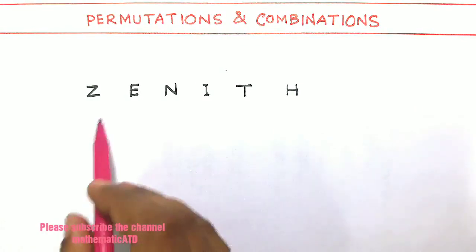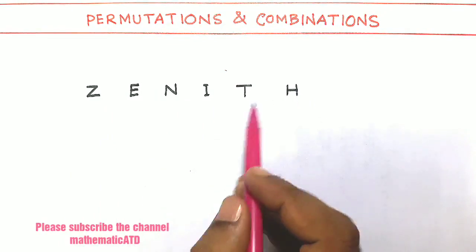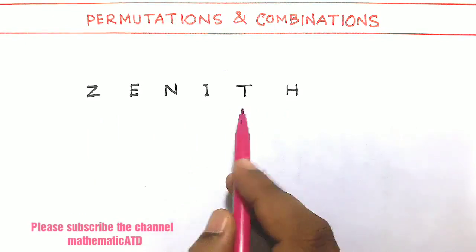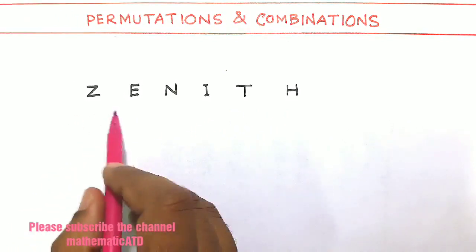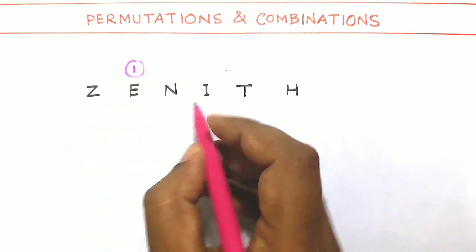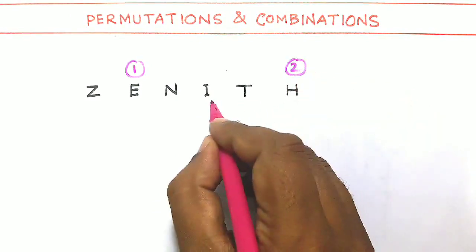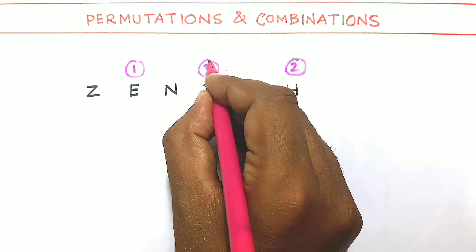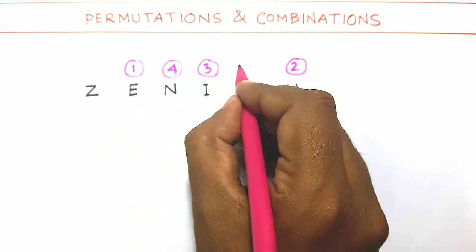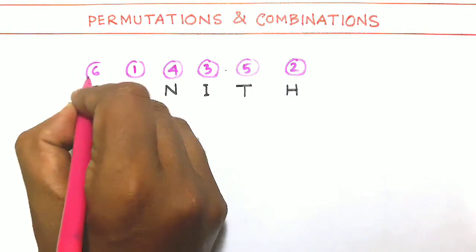Next word is zenith, Z-E-N-I-T-H. Please friends, observe that all the letters are distinct. No letter is repeated here. And first of all, we have to find out the rank of each and every letter. E comes first, so rank is 1. Next is H, the rank is 2. Next is I, rank is 3. Next is N, rank is 4. Next is T, its rank is 5. And finally comes Z, the rank is 6.